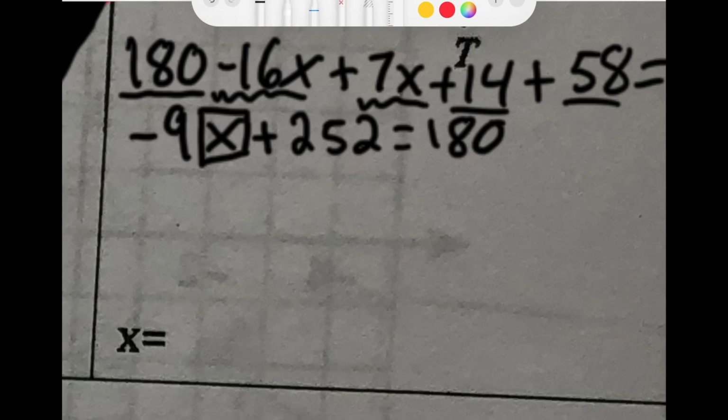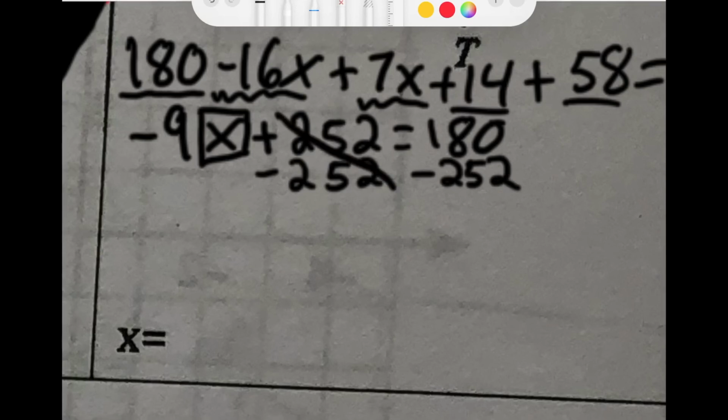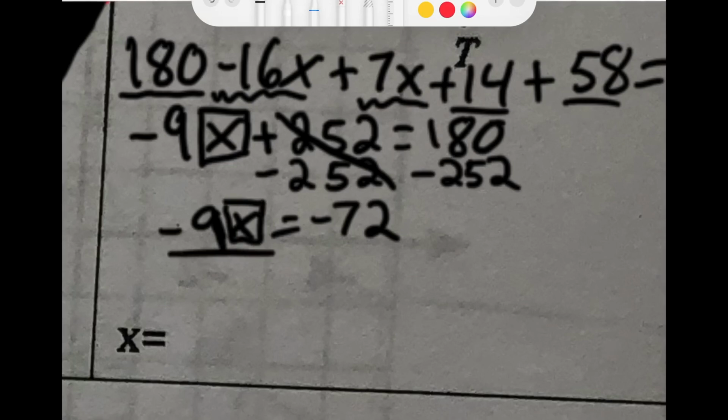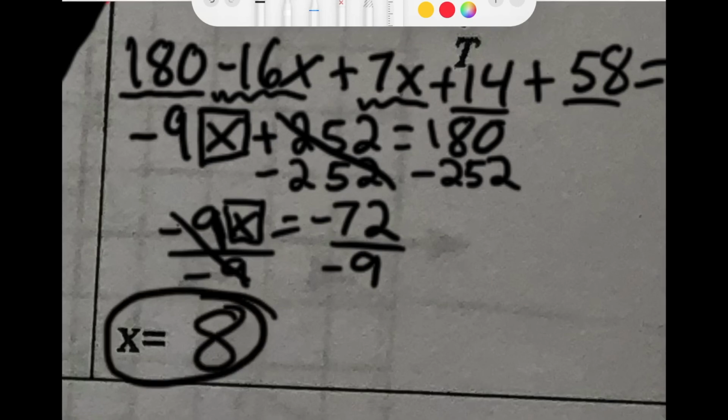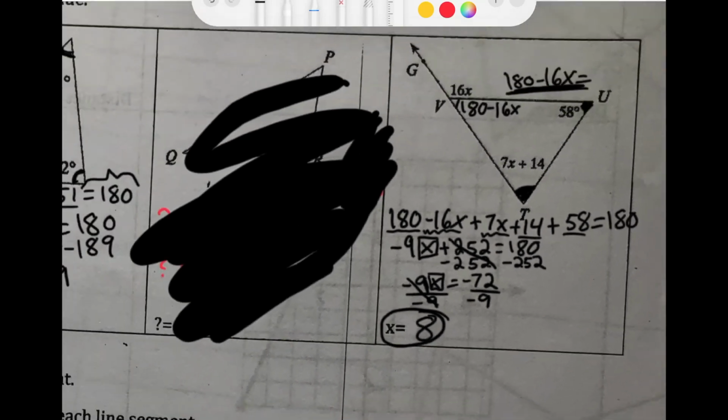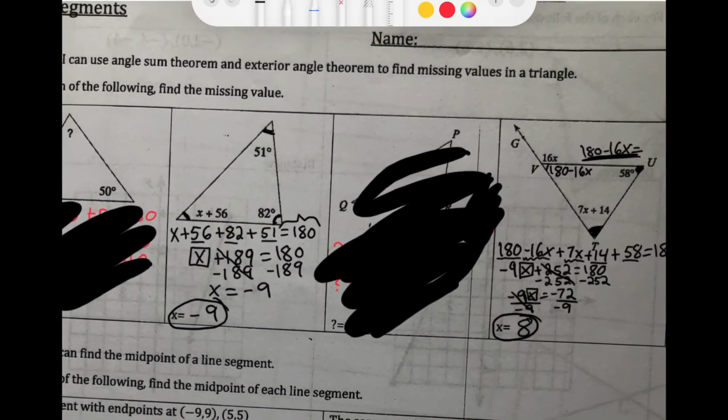The goal is to get x by itself. So we're going to subtract the 252 on both sides. Left with negative 9x equals negative 72. X is still not by itself, so we're going to divide by that negative 9. x equals positive 8. So that is our answer for number 4 in the first section.